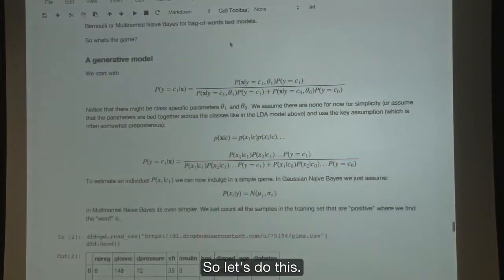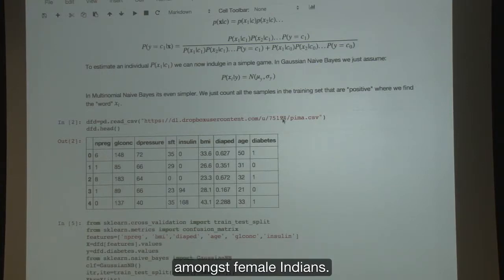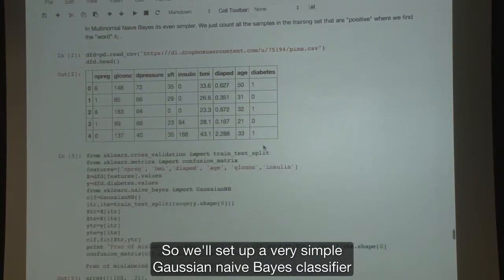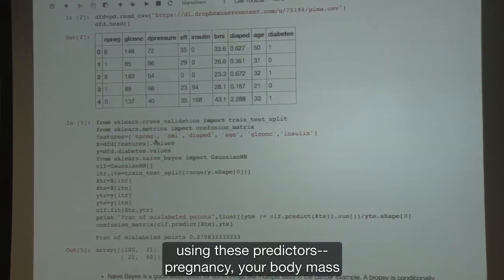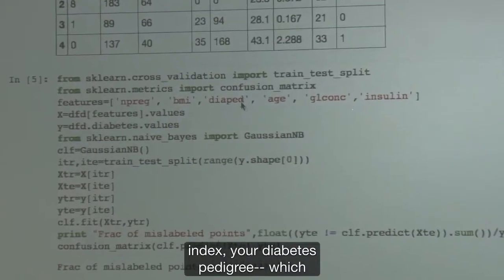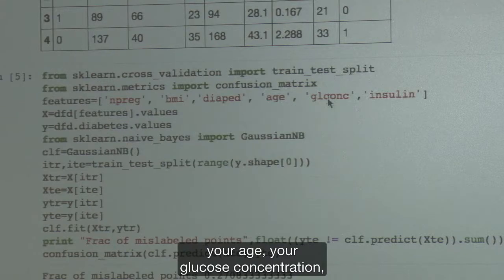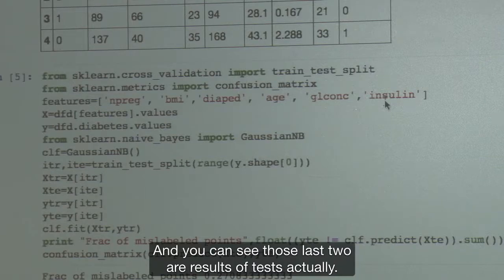Okay, so let's do this. This is an old data set on diabetes amongst Pima Indians, where 1 is for diabetic and 0 is for not diabetic. We'll set up a very simple Gaussian naive Bayes classifier using these predictors: pregnancy, your body mass index, your diabetes pedigree, which means whether your parents had diabetes or not, your age, your glucose concentration, and your insulin. You can see those last 2 are actually results of tests.